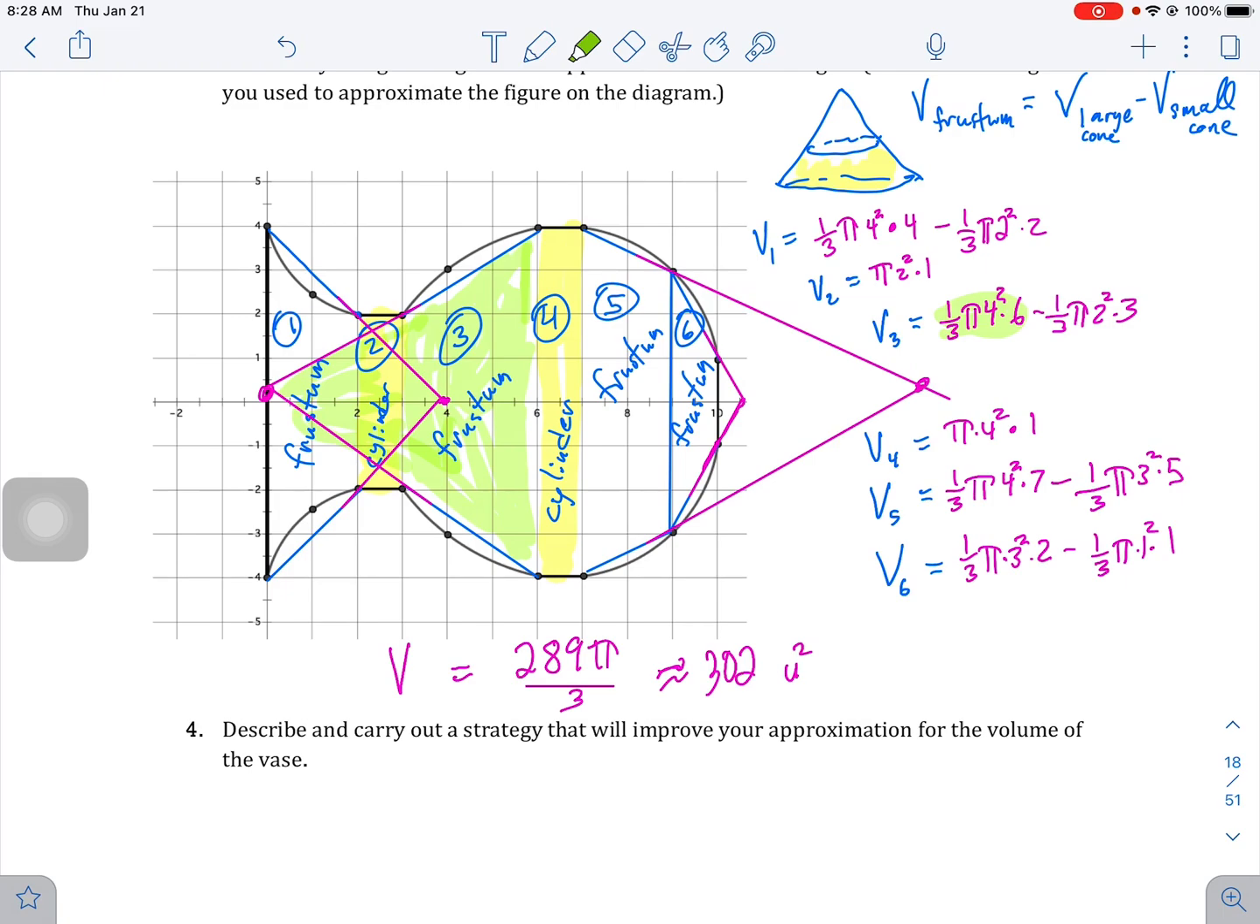And then the small part of that would actually be this. If we extend the lines here, this would be the cone that we're subtracting, and that is this one over here, which is 1/3 pi r squared, r being the radius of the base, which is 2, times the height of the cone, which is 3. All right. Similar for the rest of these.